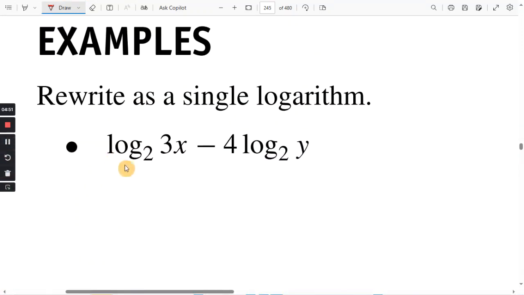Please pause and see if you can do this one here, and I'll give you a hint. Since the coefficient here is 4, I would move it as the exponent on the y as your first step. So please try this one.